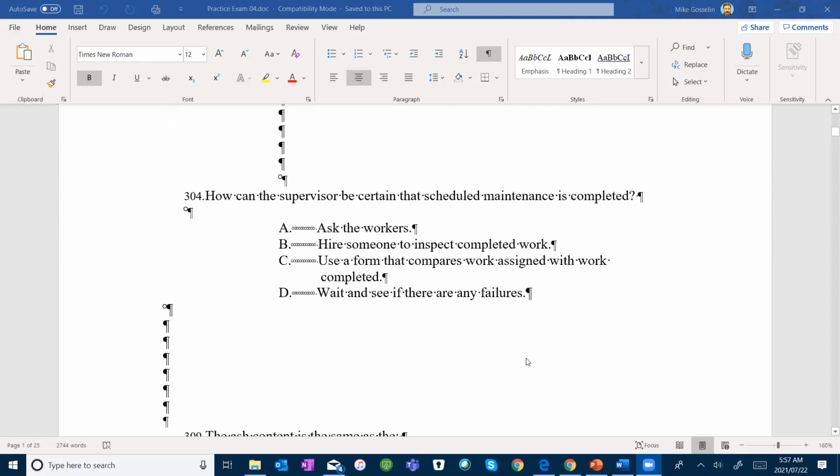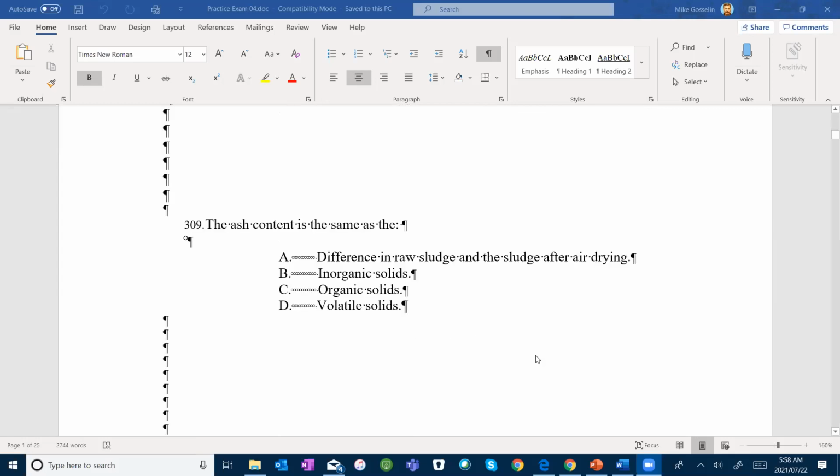How can a supervisor be certain that scheduled maintenance is completed? Yeah, you bet. Use a form that compares work signed to work completed. Whether it be a work order, or whatever the form's called, but that's how we get there.